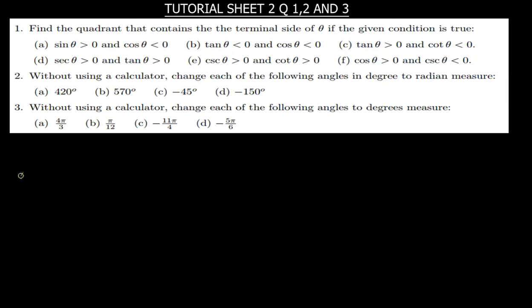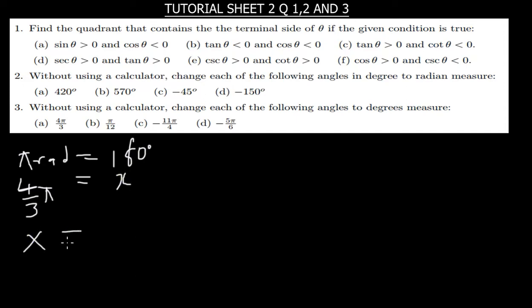You still have to use the same rule which says pi in radians is equal to 180 in degrees. So you put your radians this side where they are radians. So 4 over 3 pi is equal to x. Then you find your x there.